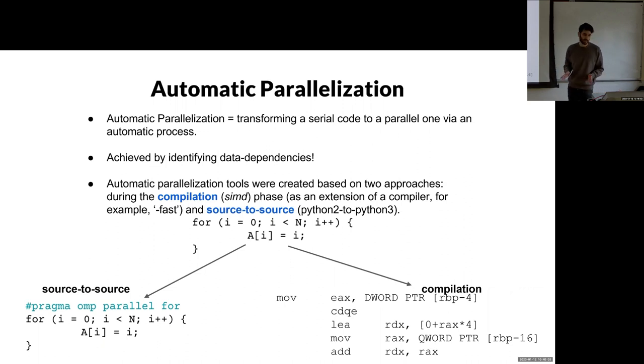Over the years, there were two main approaches to attack this problem. The first one is in the compilation stage, where the compiler tries to identify these dependencies. And when it translates to machine code, it already inserts these parallel directives or instructions. For example, I think you saw it in one of the lectures, the SIMD instruction, which is a compiler instruction. And the other way is source to source. This means that I'm taking a source code, and when I apply this source-to-source parallelizer, it will give me back a source code with the directives, for example, the OpenMP directive.